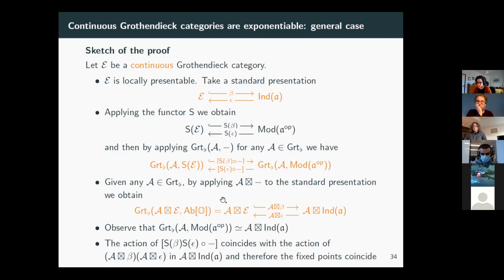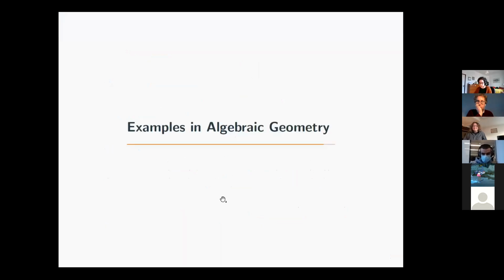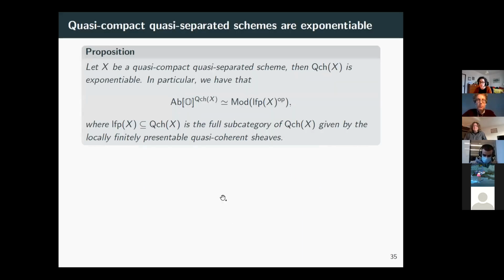And what about the algebraic geometry part of the story? Well, we do have that a huge amount of schemes are actually exponentiable. Any quasi-compact, quasi-separated scheme, which are very mild assumptions, then the quasi-coherent sheaves of X are exponentiable. In particular, this is the formula for the exponentiation. This exponential is just the modules over the locally finitely presented quasi-coherent sheaves, that is, those have an algebraic description, but they precisely coincide with the finitely presented objects of this guy.